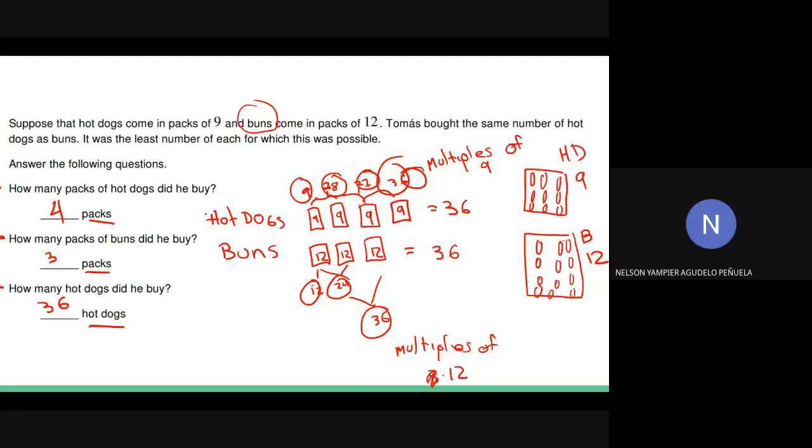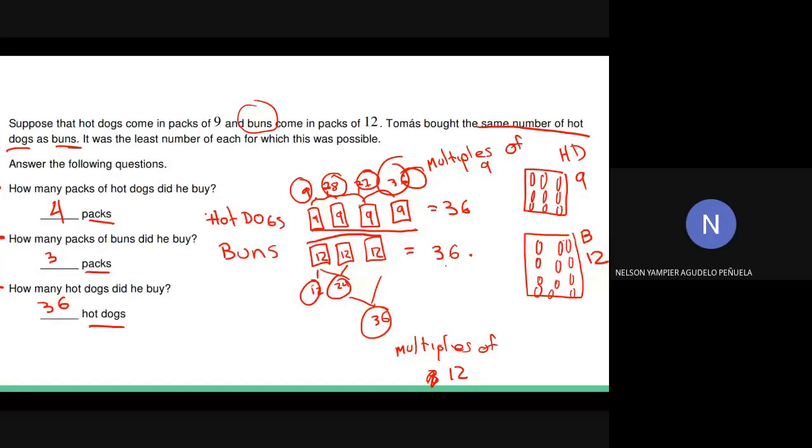Teacher, tell me, Acevedo. Why are there 4 packs of 9? Because we needed the same amount, mira, the same number of hot dogs as buns. O sea, aquí y acá should be the same. So we need 4 packs of the hot dogs, but only 3 packs of buns to get the same number, 36. Okay, I understand. Uh-huh.